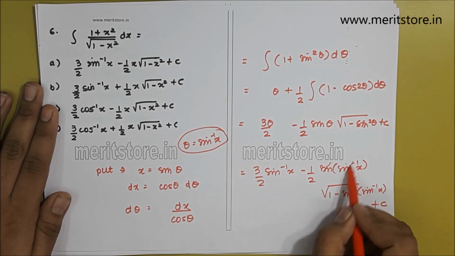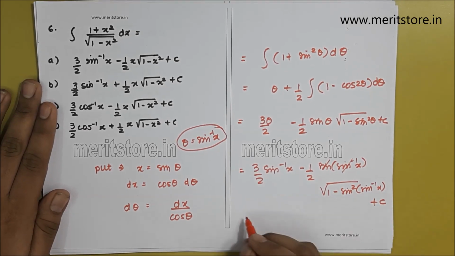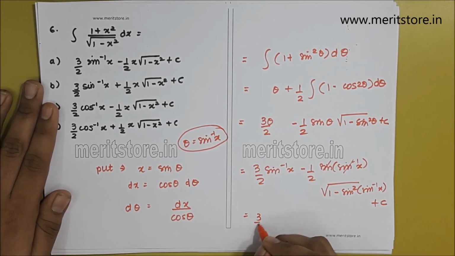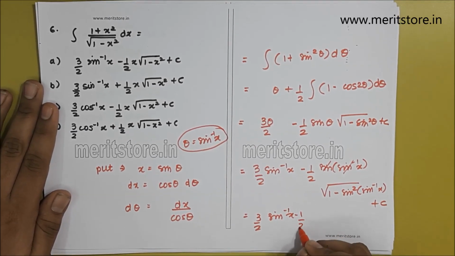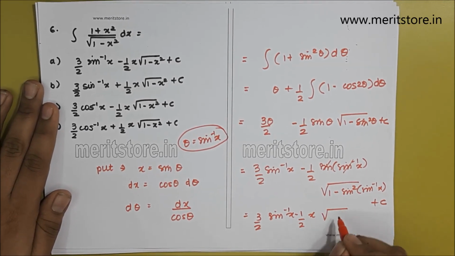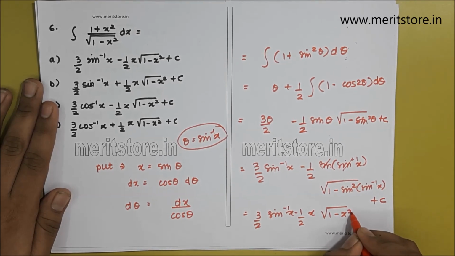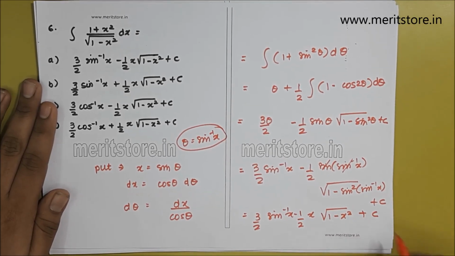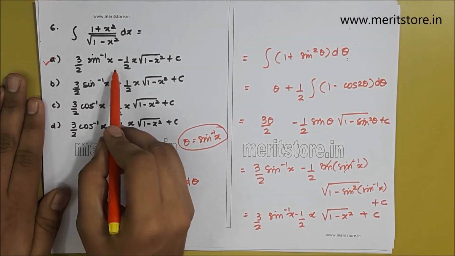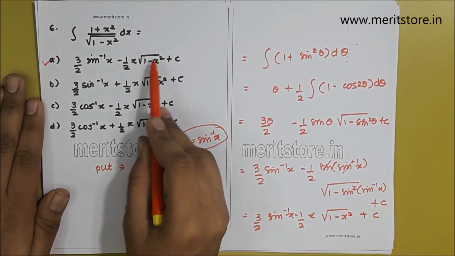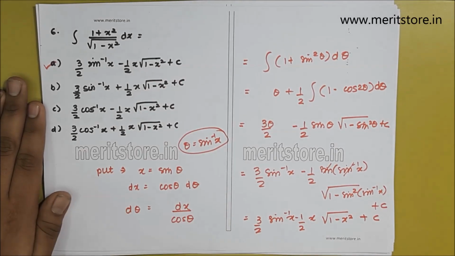So as we know, sine and sine inverse gets cancelled. What are we left with? We are left with 3 by 2 sine inverse of x minus 1 by 2 x square root of 1 minus x square plus c. So our answer is option A, 3 by 2 sine inverse of x minus 1 by 2 x square root of 1 minus x square plus c.